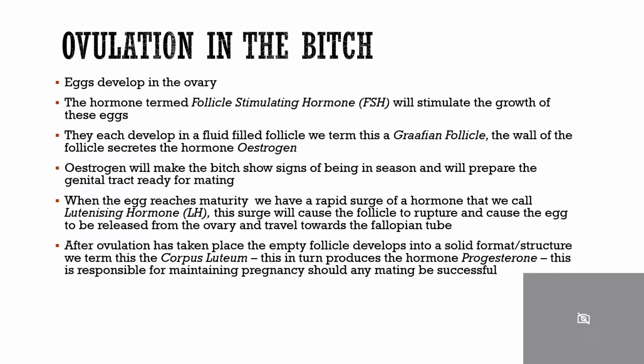Ovulation in the bitch. The eggs develop in the ovary. The hormone termed follicle stimulating hormone, or FSH, will stimulate the growth of these eggs. They each develop in a fluid-filled follicle, and we term this the Graafian follicle. The wall of the follicle secretes the hormone estrogen. Estrogen will make the bitch show signs of being in season and will prepare the genital tract ready for mating. When the egg reaches maturity, we have a rapid surge of a hormone that we call luteinizing hormone, or LH, and this surge will cause the follicle to rupture and cause the egg to be released from the ovary and travel towards the fallopian tube.